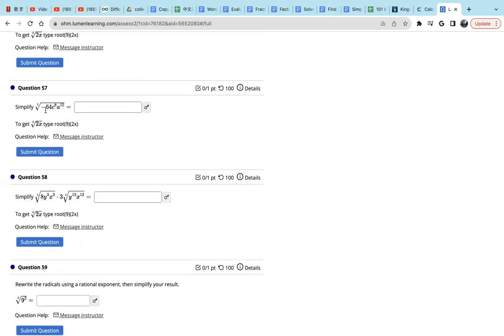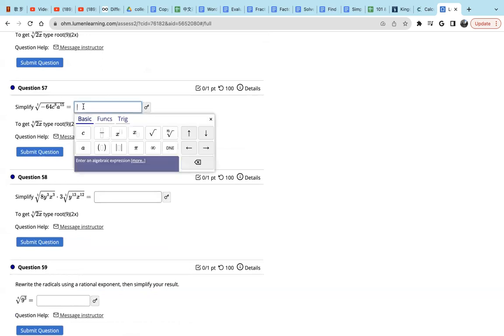Let's see this one, cubic. So negative 4 raised to 3 is negative 64. So we get negative 4.